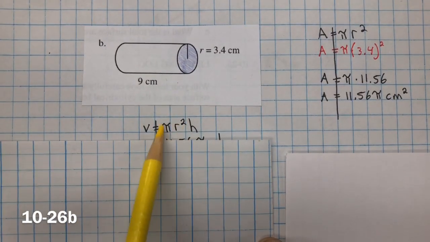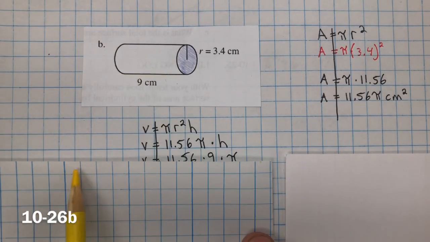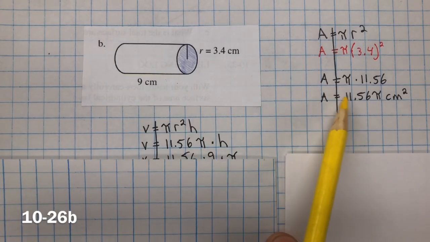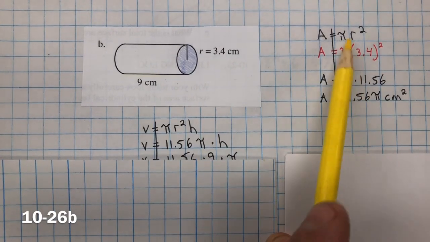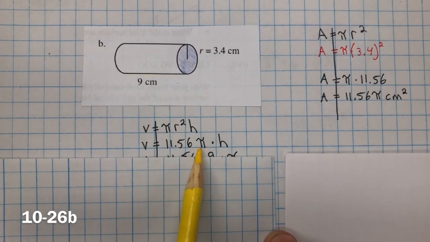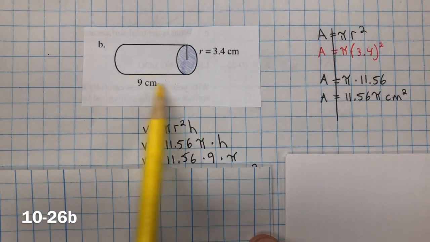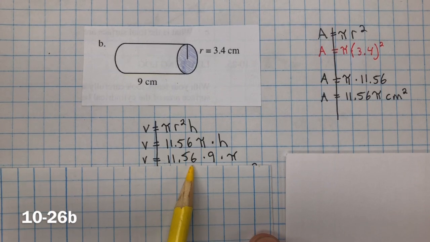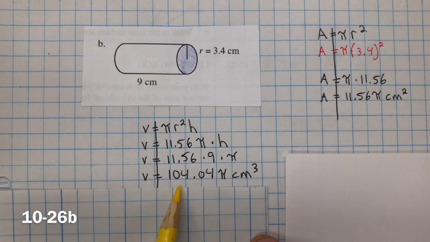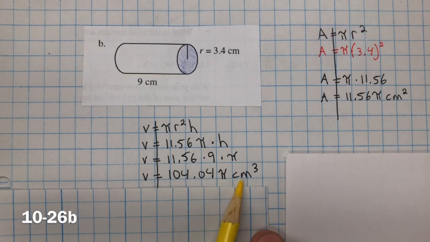And again, pi r squared, that's the area of this, and now we're going to multiply it by the height. So we have 11.56 pi. Well, that's what we got for pi r squared. We got that over here. So I plug that in, multiplied by the height. The height is going to be 9. So we have 11.56 multiplied by the height multiplied by pi. And we get 104.04 pi cubic centimeters.